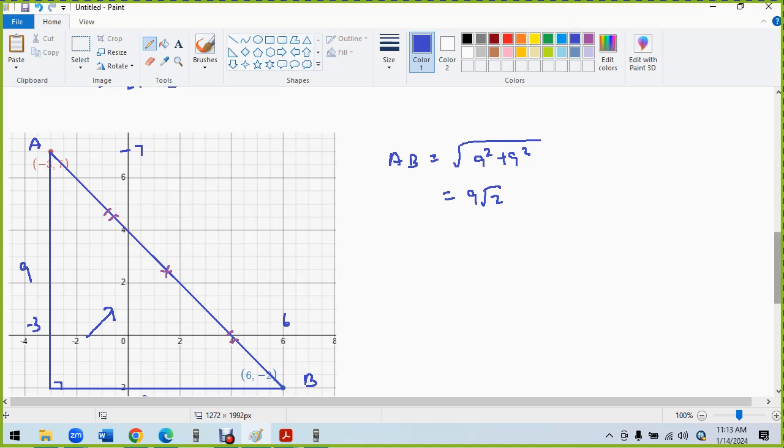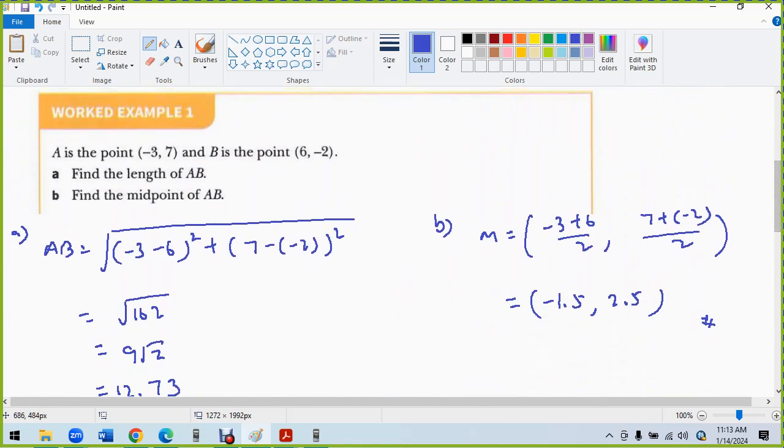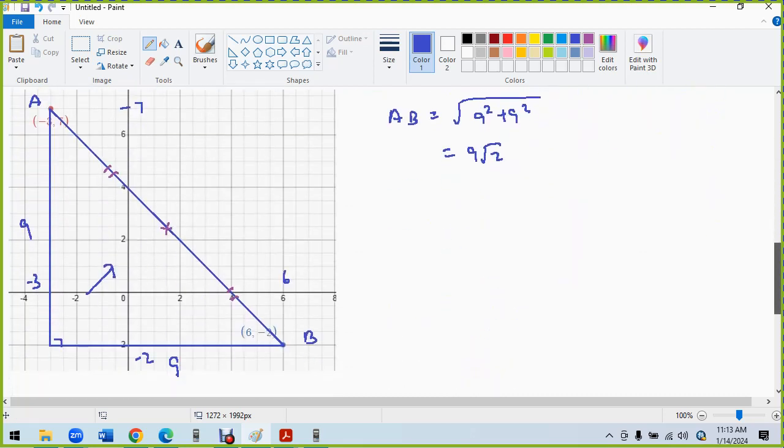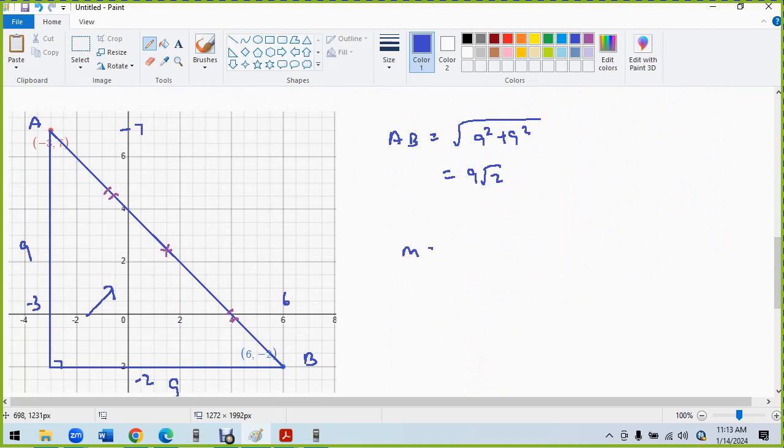Okay, so I do something extra. If you want to find the gradient, then it will be negative 2 minus 7 over 6 minus negative 3. So it's negative 9 over 9, that is negative 1. So the gradient is negative 1 because we know that the gradient is the height over the width. Because this is downward, it's negative 9 over 9, that is negative 1.